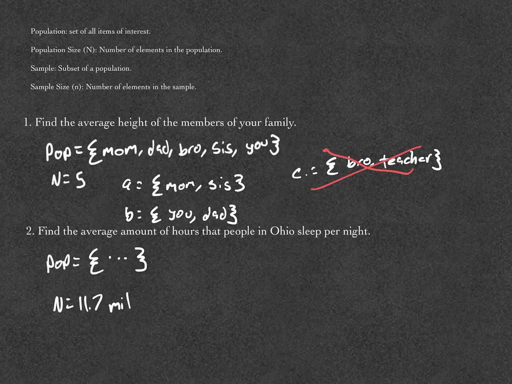For example 2, instead of surveying 11.7 million people, we could survey, say, 100,000 people. The sample then would be made up of the 100,000 people that we surveyed from the original population, so 100,000 people from Ohio. The sample size, which is the number of elements in the sample, then would be 100,000 because we surveyed 100,000 people. So little n equals 100,000.